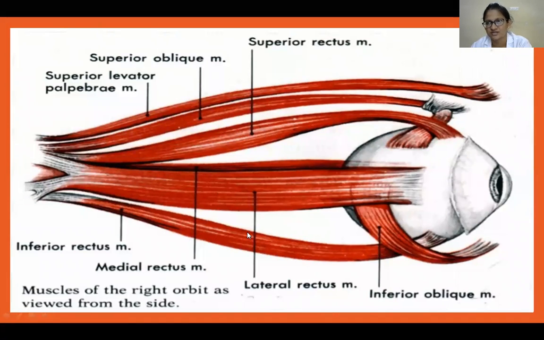Those are arranged in 3 groups. Levator palpebrae superioris is the superficial muscle. All 4 rectus muscles, superior rectus, medial rectus, lateral rectus and inferior rectus, are arranged in a cone-like manner. Next, the oblique muscles: superior oblique muscle and inferior oblique muscle. All these muscles are involved in the movement of the eyeballs. These are the main voluntary muscles, 7 in number.